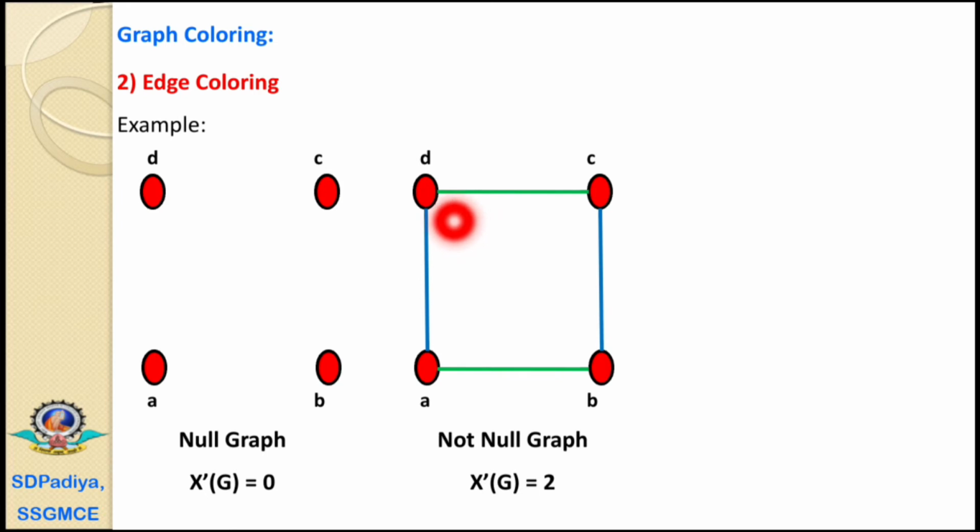Now the last edge, that is the D to C. The D has already one edge with a blue, and C also has one edge with a blue. Therefore this D to C must be other than blue. Hence we have defined it with a green color. Here we have performed the edge coloring with two colors, the green and blue. Therefore the chromatic index is 2.